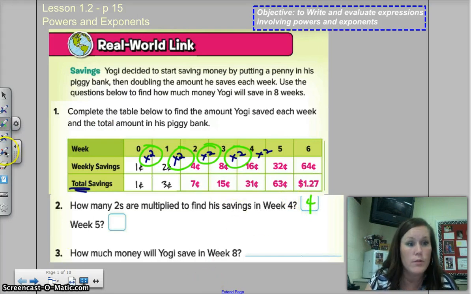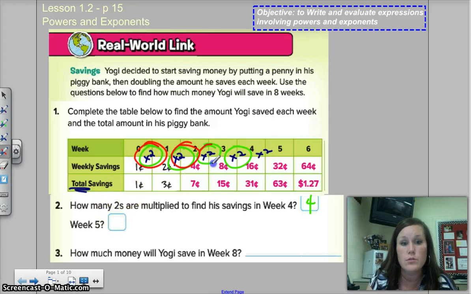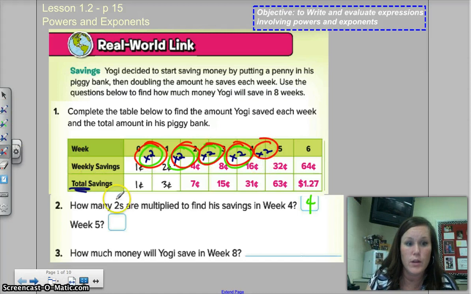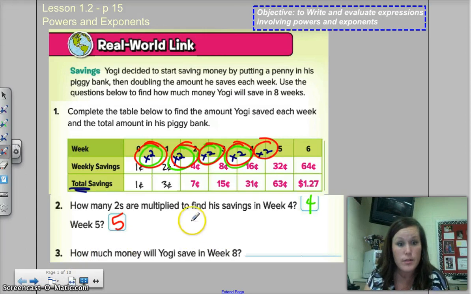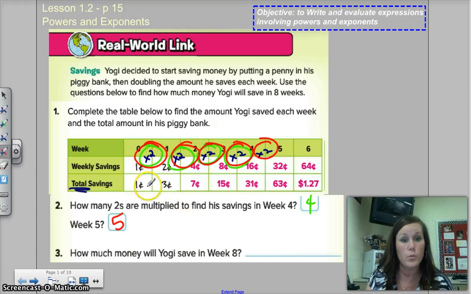Let's apply that to week 5. How many 2's are multiplied for week 5? 1, 2, 3, 4, 5 are multiplied for week 5. So now let's apply that to week 8. I don't want to have to fill in a table every single time I do this. So I can use what we just did, which is actually using a power and exponent to figure this out. And we're going to look at what that looks like in a second.